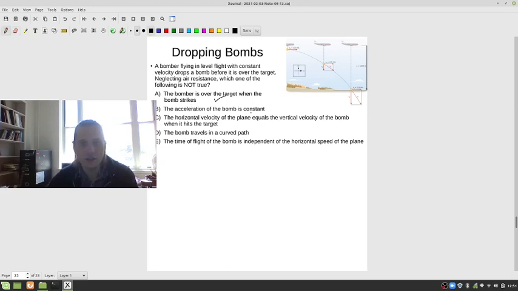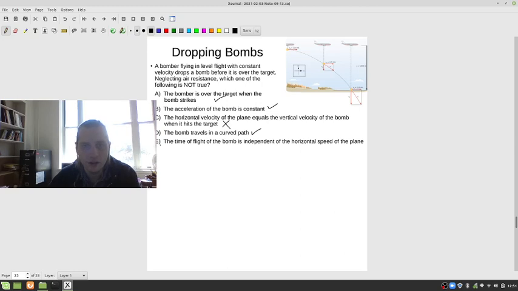The acceleration of the bomb is constant. Also true. What is it? Negative 9.8 meters per second squared in the y direction, in the up and down direction. The horizontal velocity of the plane equals the vertical velocity of the bomb when it hits the target. That doesn't have to be true. This speed and that speed are probably not going to be the same. The bomb travels in a curved path.